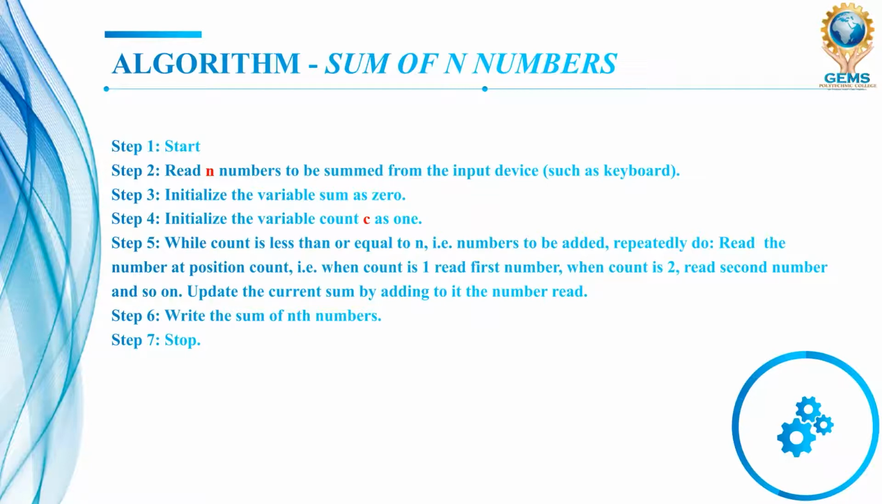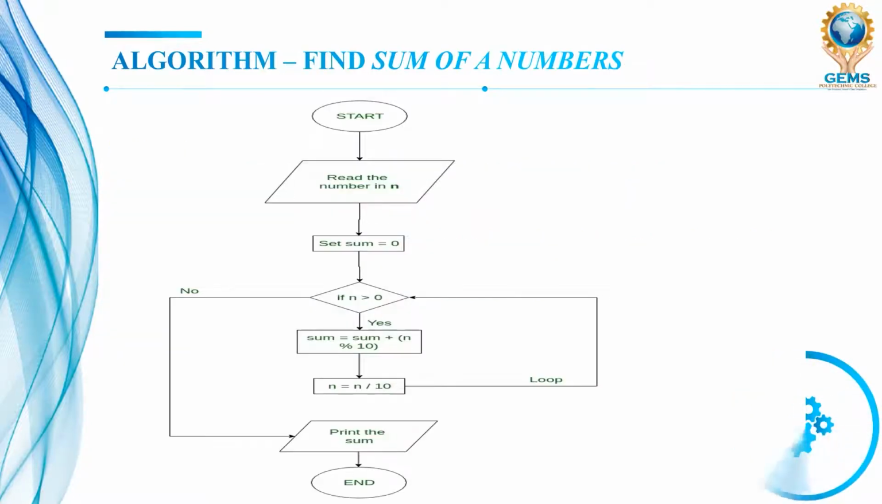I hope, my dear students, it's clear to you. This is the flowchart for finding the sum of n numbers. We are using an oval shape to start the program. As I already discussed in the previous video, I explained all the symbols clearly. So flowchart means what? It's a pictorial representation. Based on the algorithm, I am giving this flowchart.